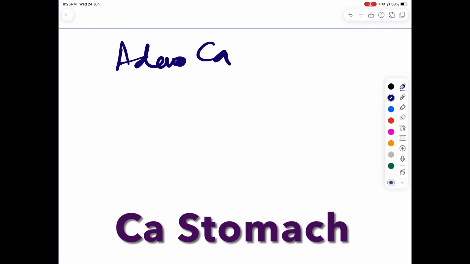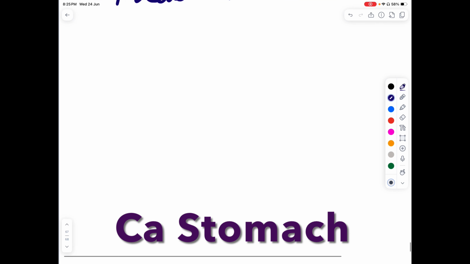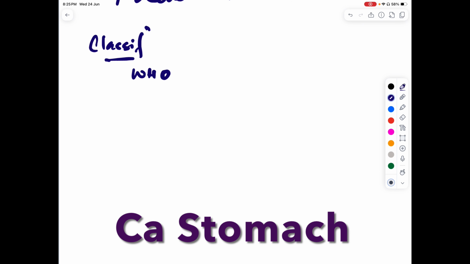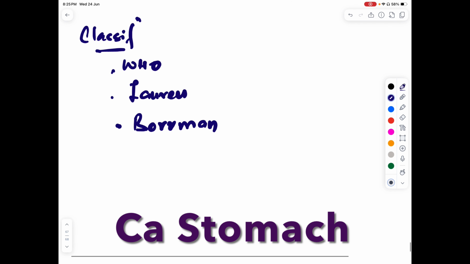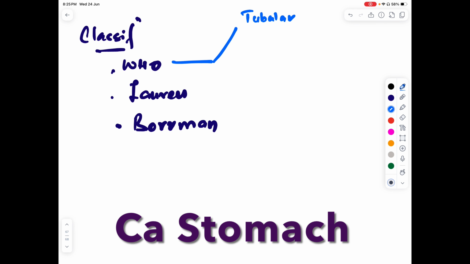Then what are the different types of classification? WHO, Lauren, Borrmann. So these are the different types of classification. So WHO says different types: tubular, papillary, mucinous, mixed, poorly cohesive. So these are the different types.